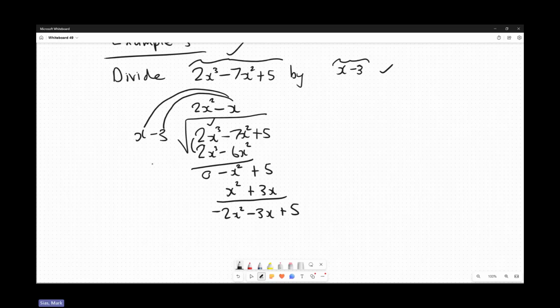Okay, guys, any questions there? So I'm ending up with minus x cubed. Did I do a wrong thing here? There's something wrong here, guys. Let's just check our steps and that I wrote down the problem correctly. So 2x cubed minus 7x squared plus 5. I've divided x in there.